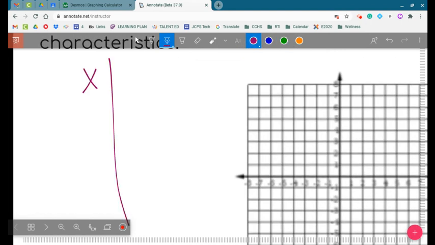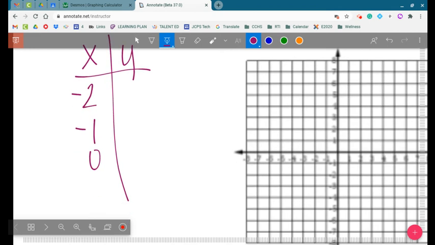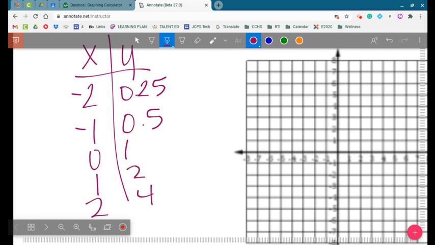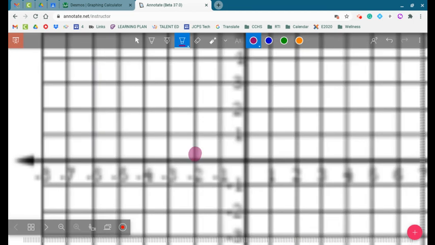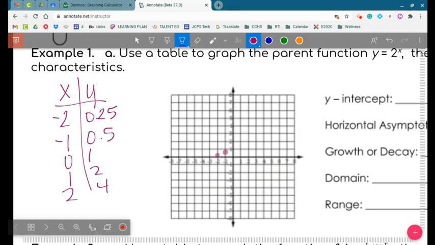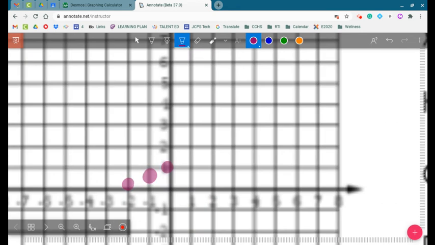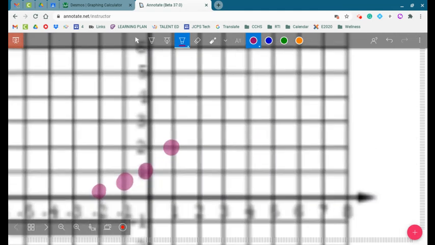You get your points. So we have our x, y: -2, -1, 0, 1, 2. And you guys, make sure you are showing your table because that is how you will get part of your points for showing your work, okay? 1/4, 1/2, 1, 2, 4. Okay, graph your points. So -2, 1/4, -1, 1/2, 0, 1, 1, 2, and 2, 4.